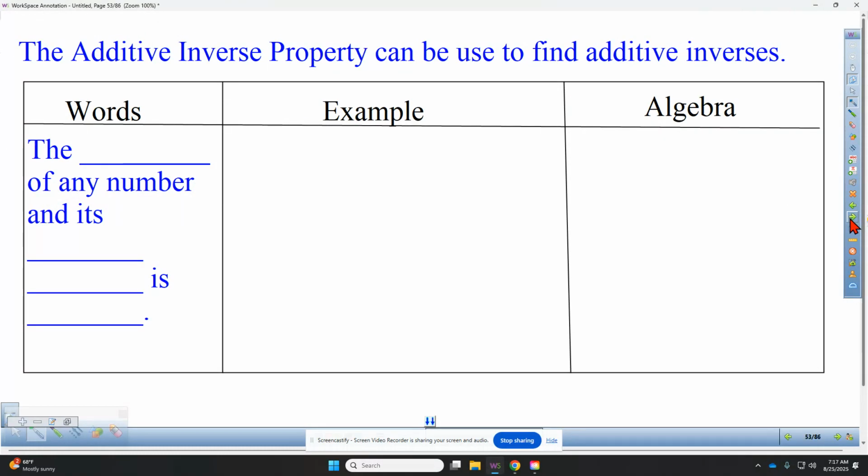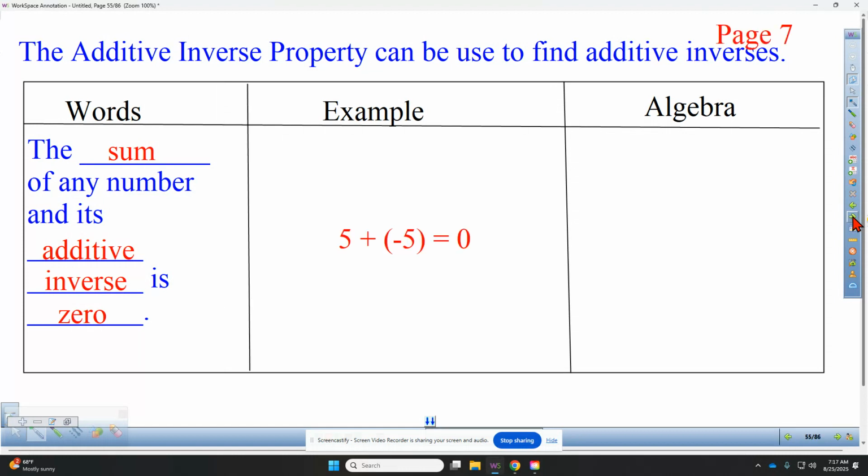So the additive inverse property can be used to find additive inverses. So again, the sum of any number and its additive inverse is 0. So let's look at some examples. So a regular example might be something like 5 plus negative 5 is equal to 0. Can you please write an example of your own that you think shows the additive inverse? So the two numbers that add up to 0.